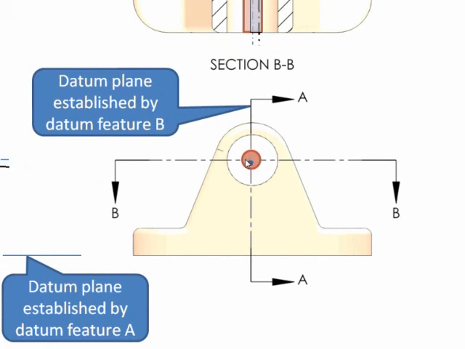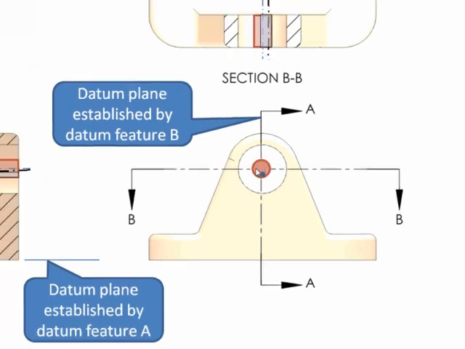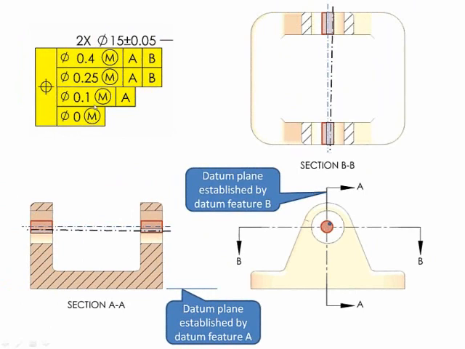So the holes are free to float around within the 0.4 as long as they stay in line with each other, remain parallel to the plane established by datum feature A within 0.1, and parallel to the plane established by datum features A and B within 0.25. Like it or not, this is how to control location and orientation of patterns of features.